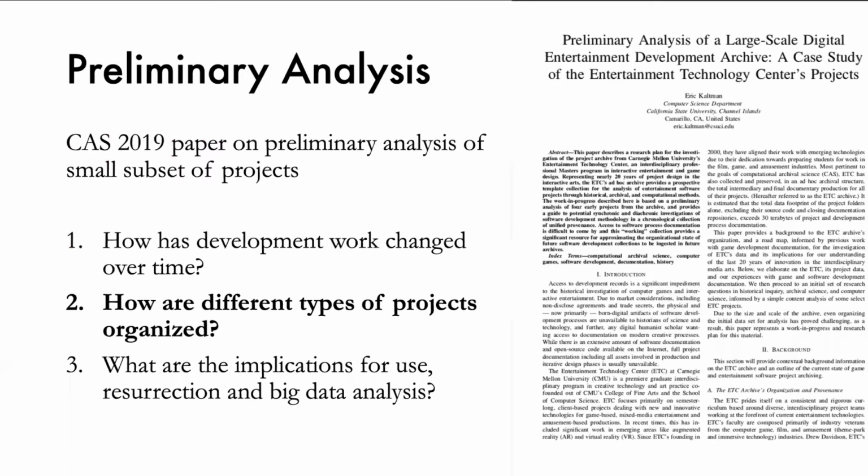And so the original CAS paper from 2019 looked at 4 projects and tried to define a set of basic research questions, like, how has development work changed over time? What technologies have come in and out of use? How are different types of projects organized, and what can we learn about project organization that will help with historical and archival organizational inquiries? And then what are the implications for the use, resurrection, and big data analysis of production data?